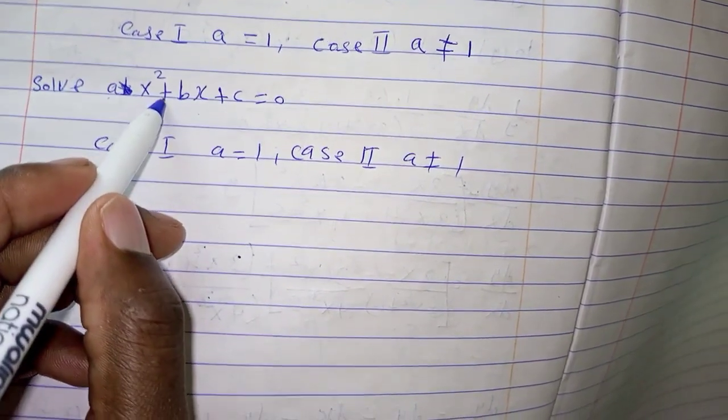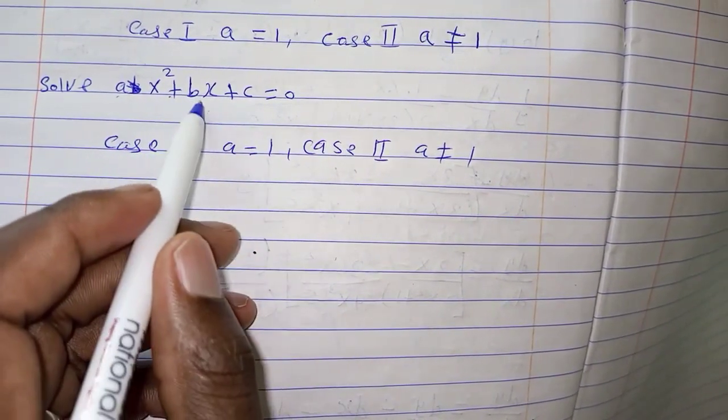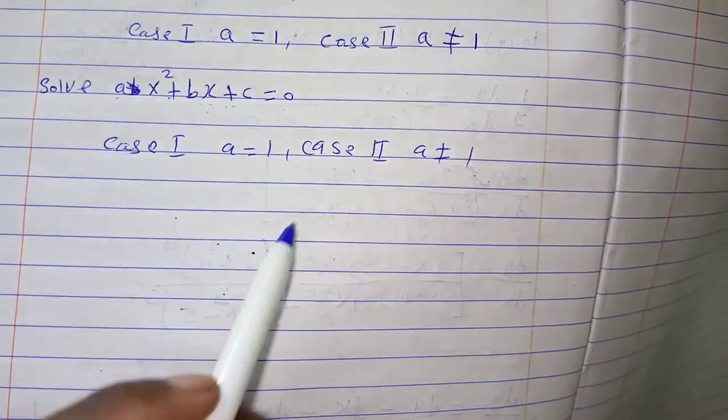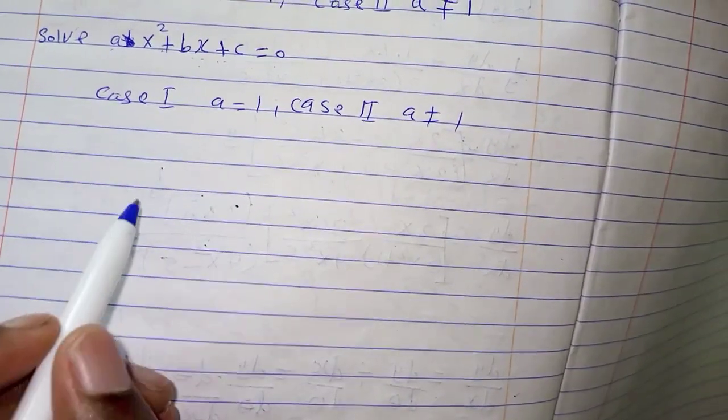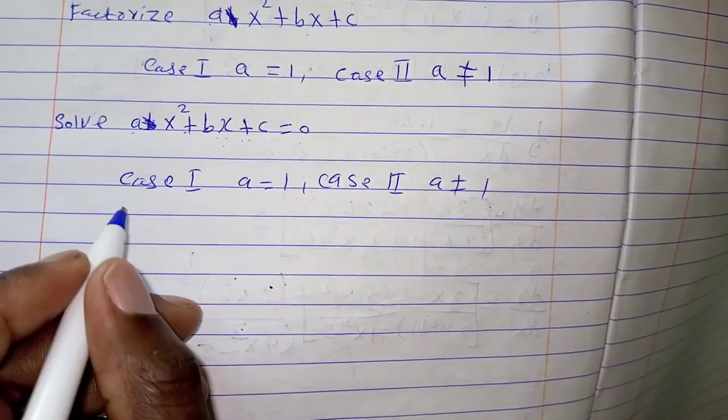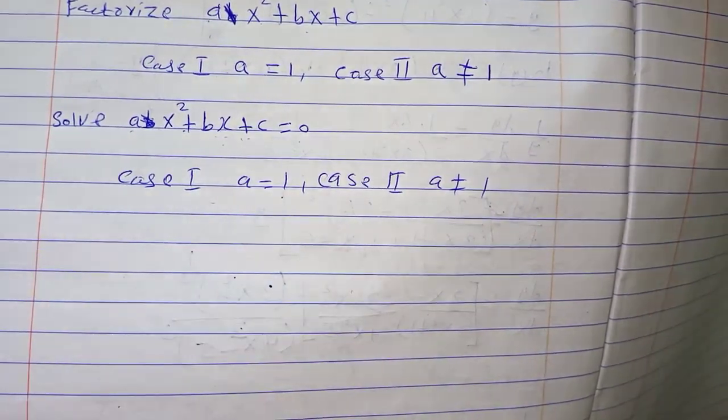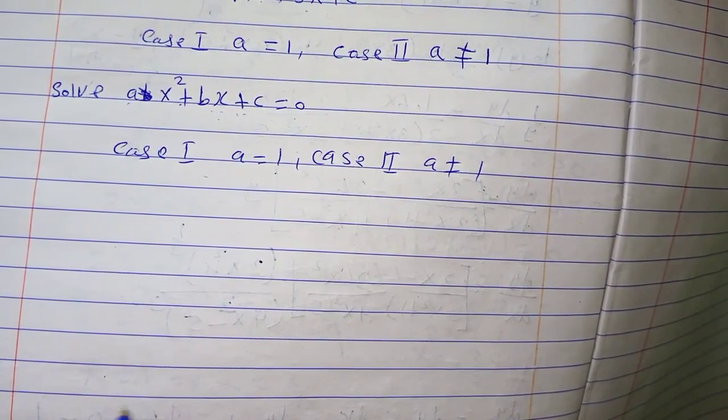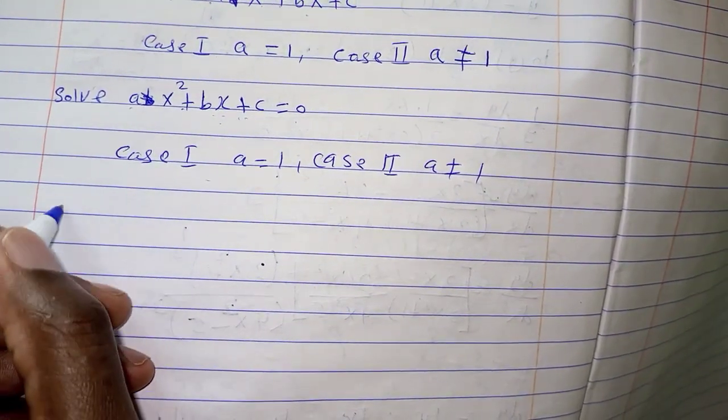ax squared plus bx plus c is equal to 0. We are going to have two cases. Case 1, a is equal to 1, and case 2, a is not equal to 1. So we start with factorization.